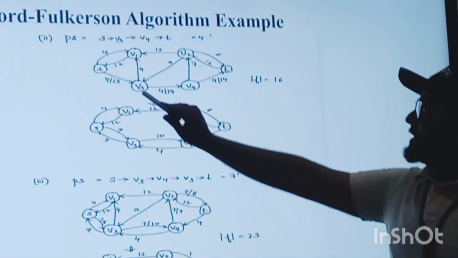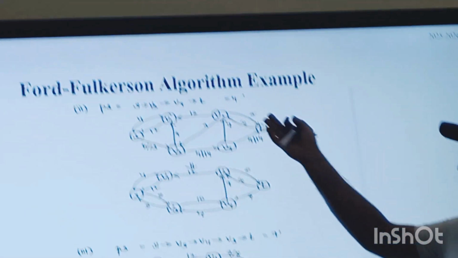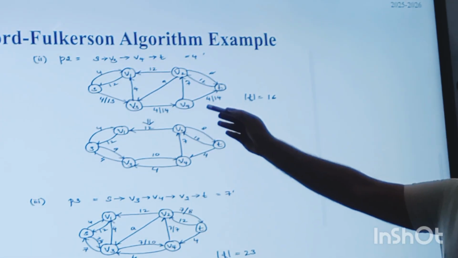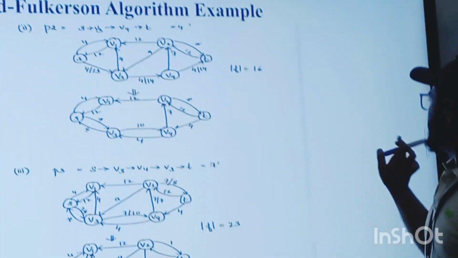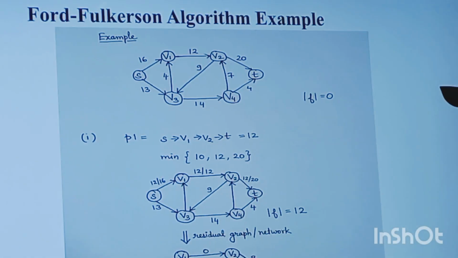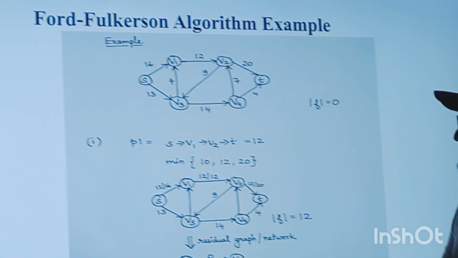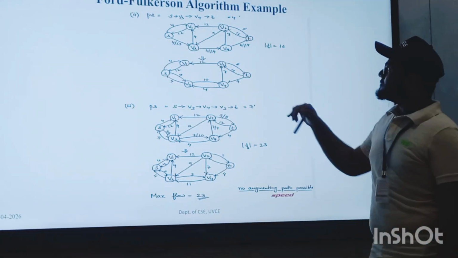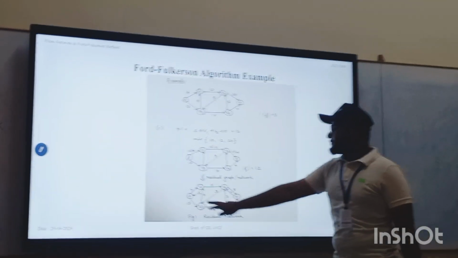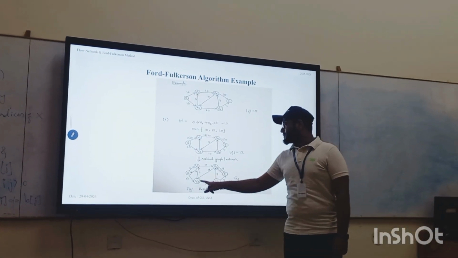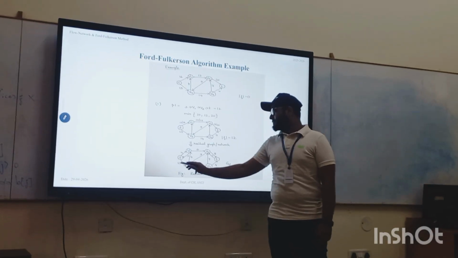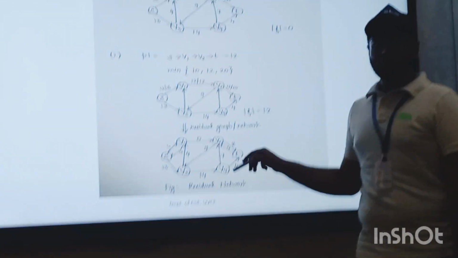Then after that we consider the residual network. The minimum value is 16. That is the thing. See, the minimum value is 4, so here you are adding this to the flow. This is the path we are considering: S to V3, V3 to V4, V4 to V3. Now we will consider the minimum for the flow value. We consider 13, 14 and 4. Then 4 will be the minimum value.